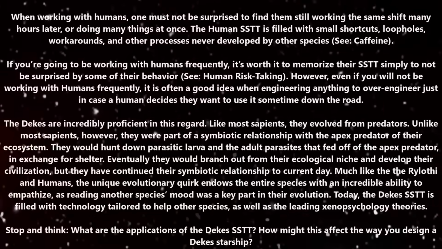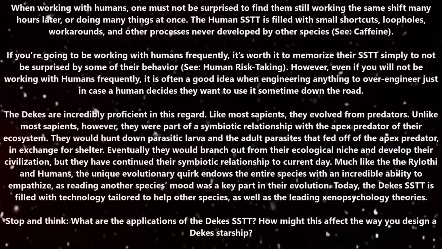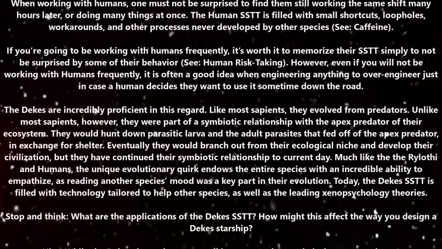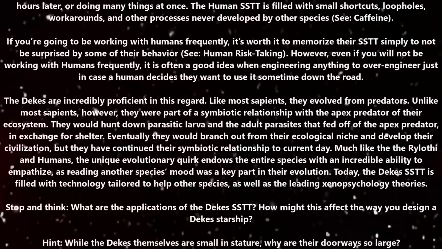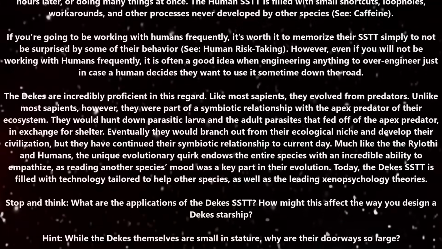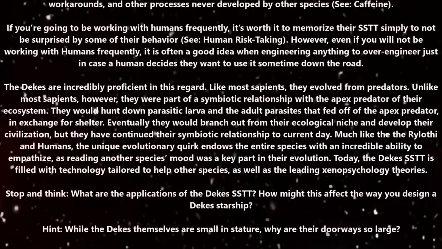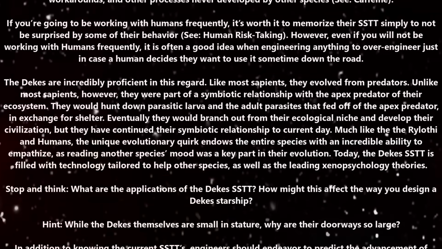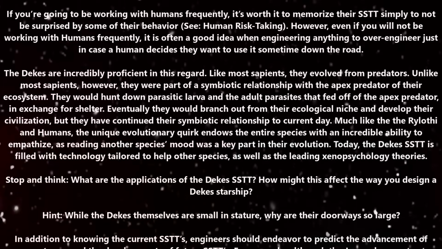The Dex are incredibly proficient in this regard. Like most sapiens, they evolved from predators. Unlike most sapiens, however, they were part of a symbiotic relationship with the apex predator of their ecosystem. They would hunt down parasitic larvae and the adult parasites that fed off the apex predator in exchange for shelter. Eventually, they would branch out from their ecological niche and develop their civilization, but they have continued their symbiotic relationship to the current day.